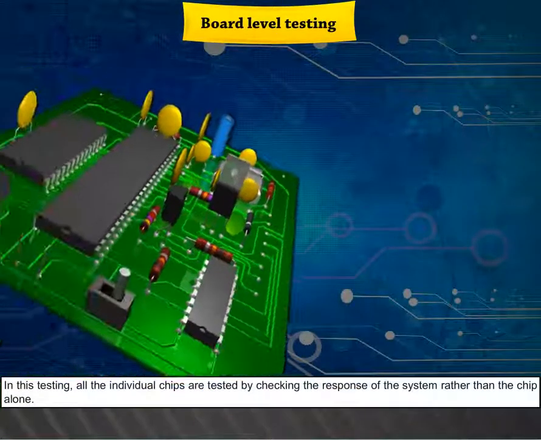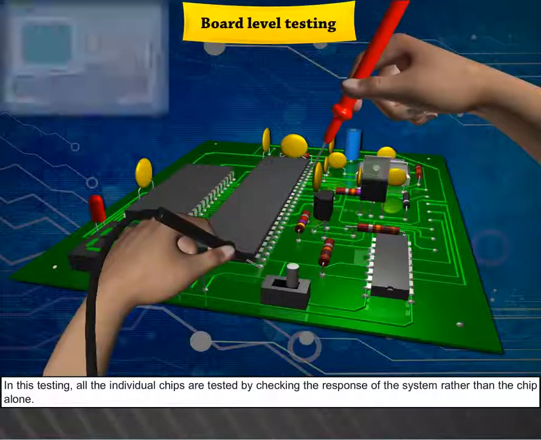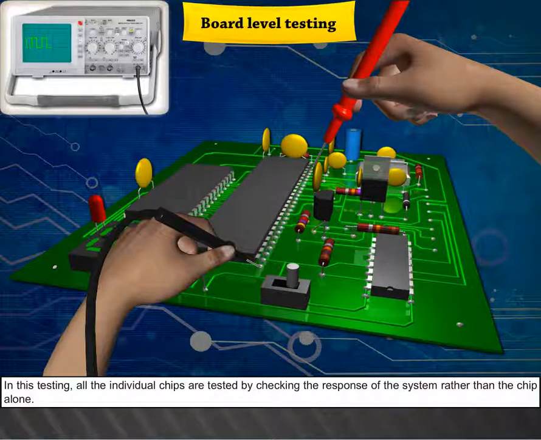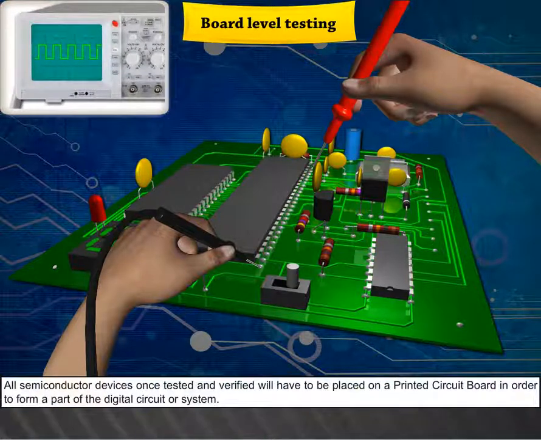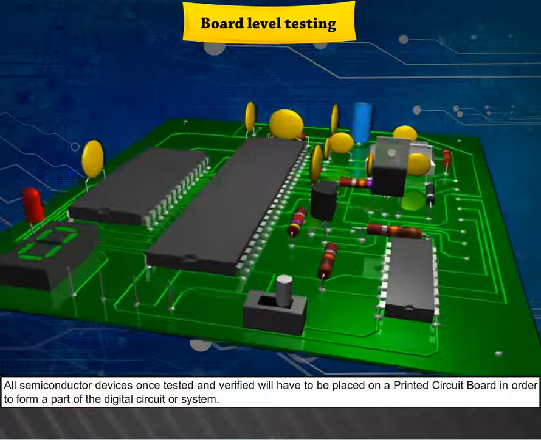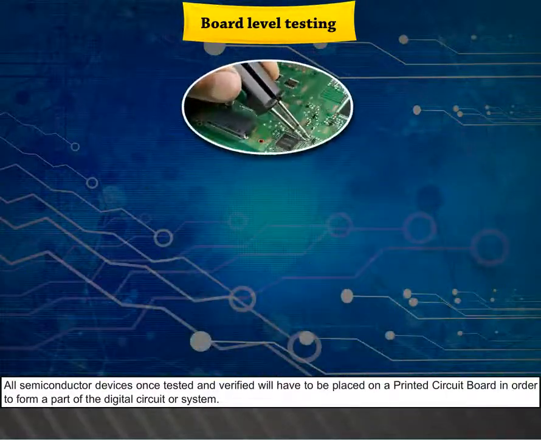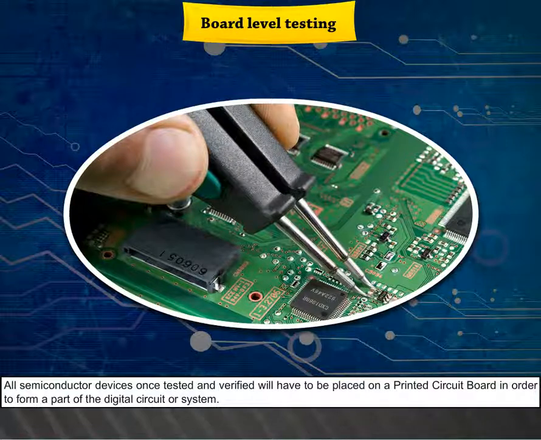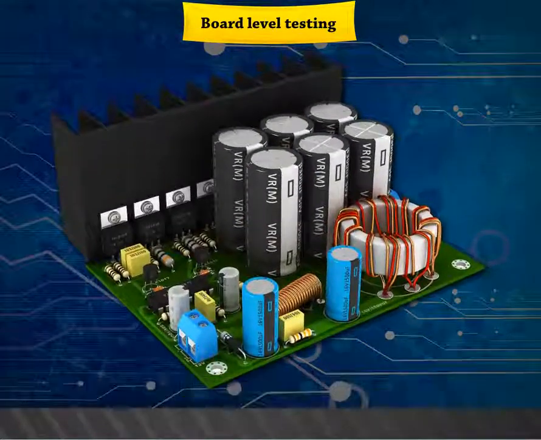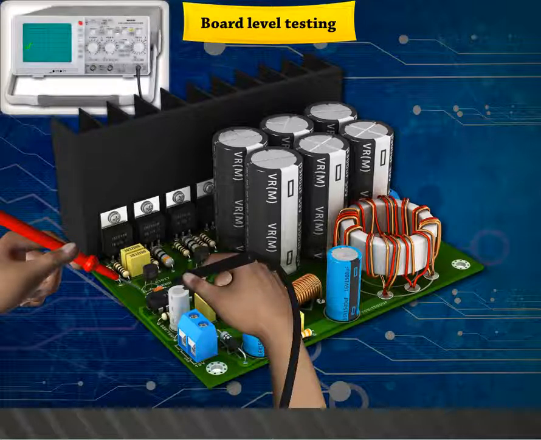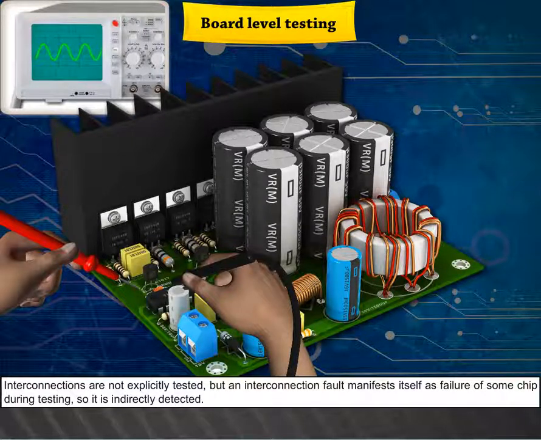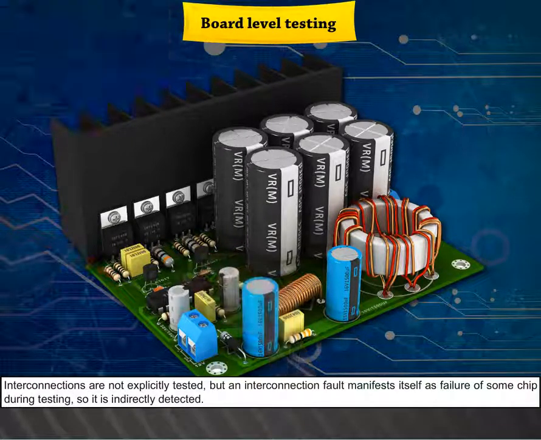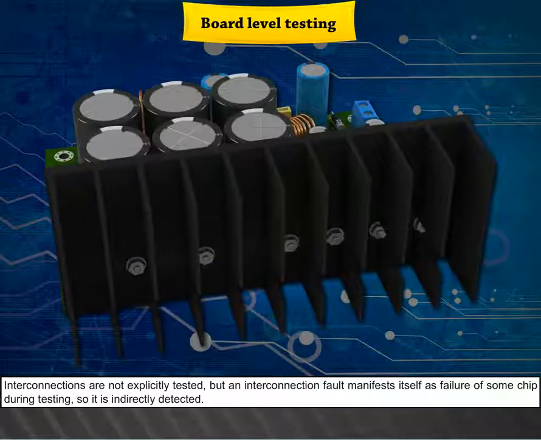Board-level testing. In this testing, all the individual chips are tested by checking the response of the system rather than the chip alone. All semiconductor devices, once tested and verified, will have to be placed on a printed circuit board in order to form a part of the digital circuit or system. Interconnections are not explicitly tested, but an interconnection fault manifests itself as failure of some chip during testing, so it is indirectly detected.